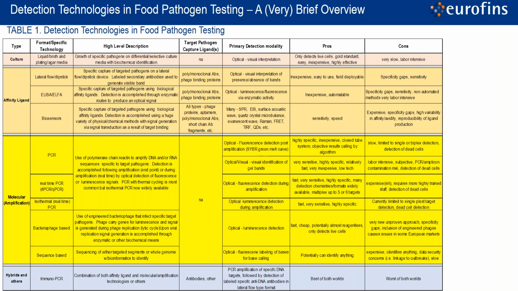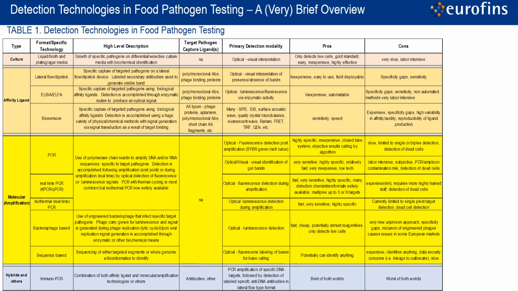So to give you a sense of just how complex this is, a table I tried to pull together, basically summarizing what I consider the major methods and categories of methods in food pathogen diagnostics. And you can slice and dice the field in all sorts of different ways. This table is a condensed view of the actual table, which is quite a bit larger than this. In any case, I broke this down into the basic major categories of detection technologies, which I considered the affinity ligand technologies, molecular amplification-based technologies, and then hybrids and others.